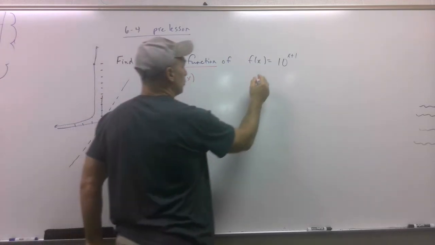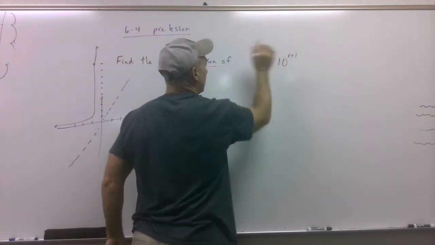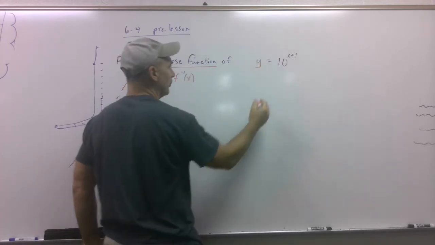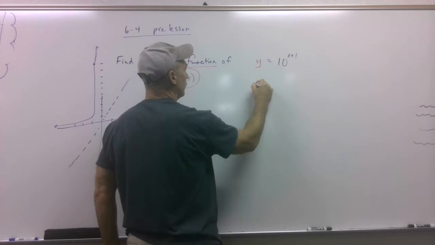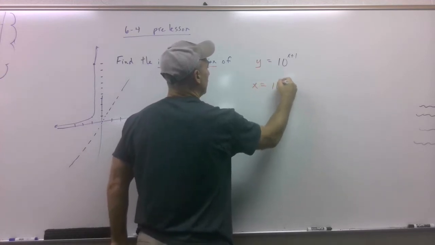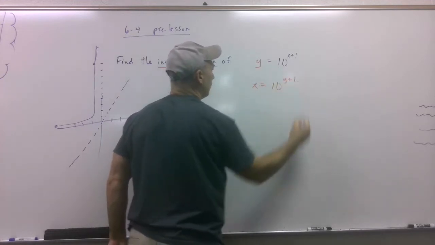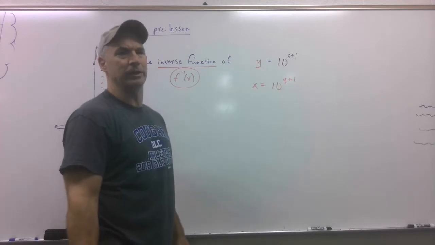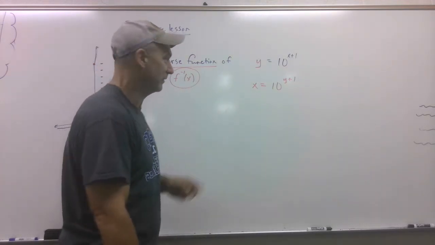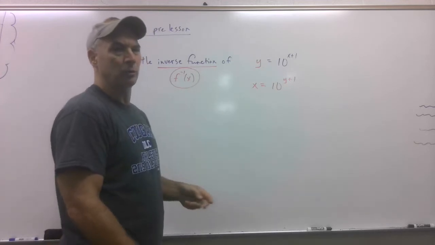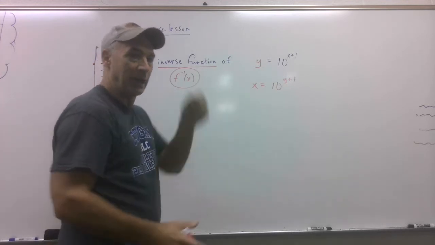But let's stick with our rules. This is just the same thing as y. First thing we do to find the inverse function is we switch the x's and the y's. So x equals 10 to the y plus 1 power. And we're like, yuck, wait a minute. Now I have to solve for y? Yes, that's step 2 always. Well, where is y? It's up in the exponent.